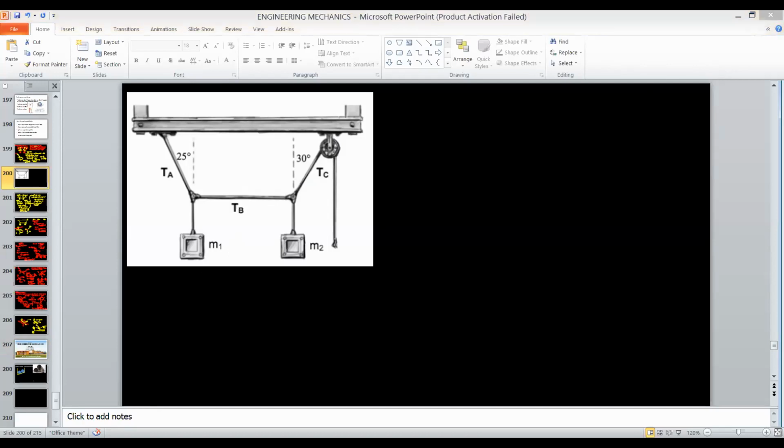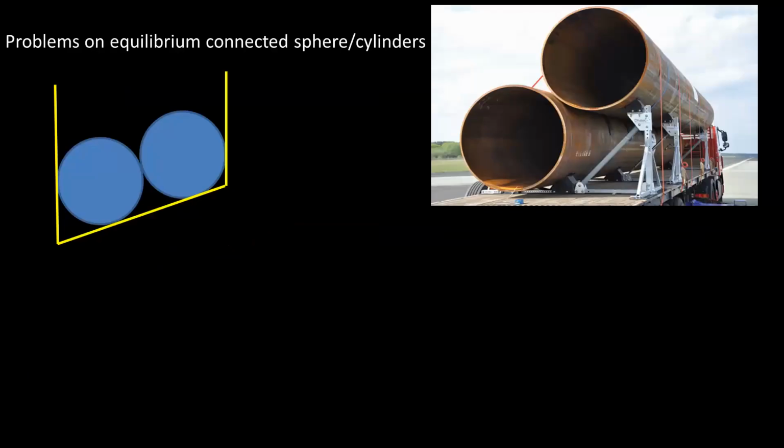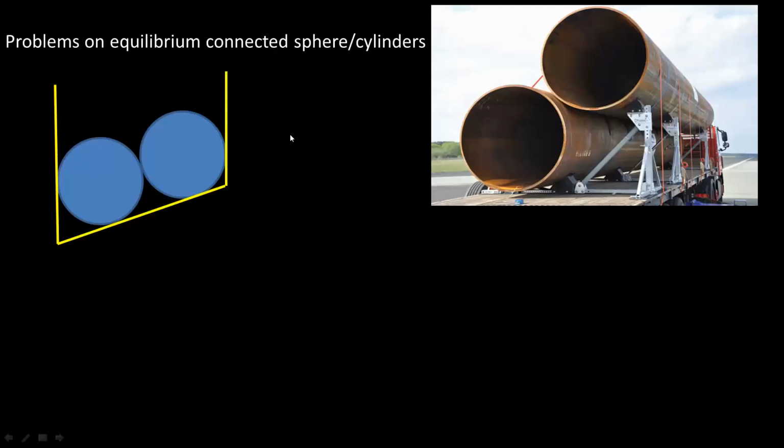So, in this session, we will solve the problems on the equilibrium of the connected spheres or the cylinders. So this is the problem on the connected spheres or the cylinders. So the problem statement is two cylinders, each of the diameter 100 mm and each weighing 200 Newton are placed as shown in figure. Assuming that all the contact surfaces are smooth, we have to find the reactions at point A, B and C.